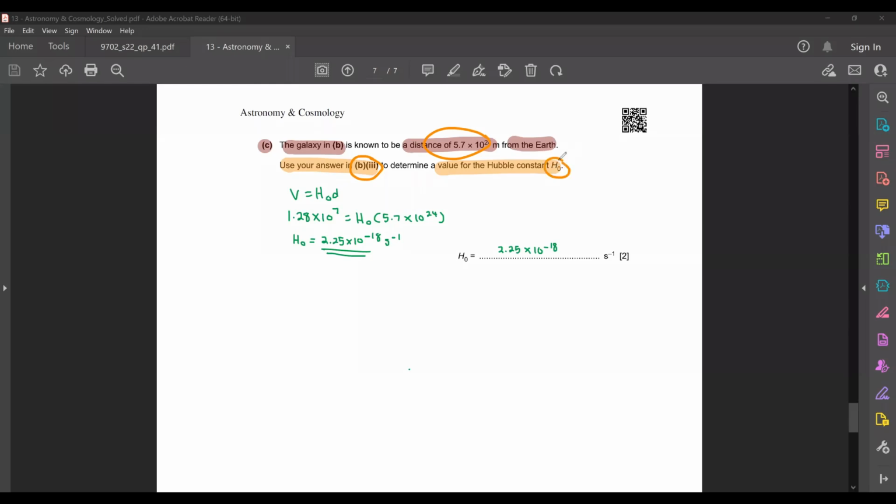You would have to make use of Hubble's law, which gave you the equation V equals H naught D. So you already know the recessional velocity in your previous question, 1.28 times 10 power 7. You now know your distance of 5.7 times 10 power 24. You can subsequently work out what is your Hubble constant. It's going to be 2.25 times 10 power minus 18 per second. All right.